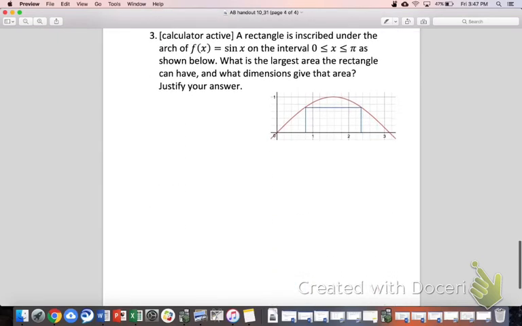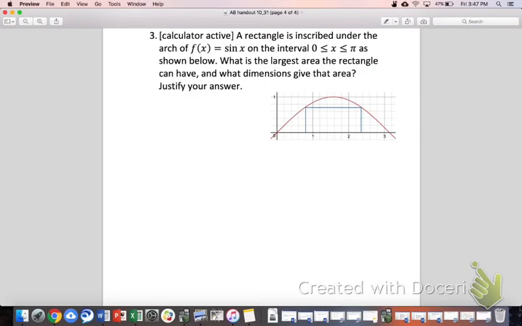All right, so this one is definitely calculator active. Let's read it real quick here. It says a rectangle is inscribed under the arch of f of x equals sine of x on the interval 0 to pi, as you can see in the graph below. What is the largest area the rectangle can have, and what dimensions give that area? And we'll work to justify our answer.